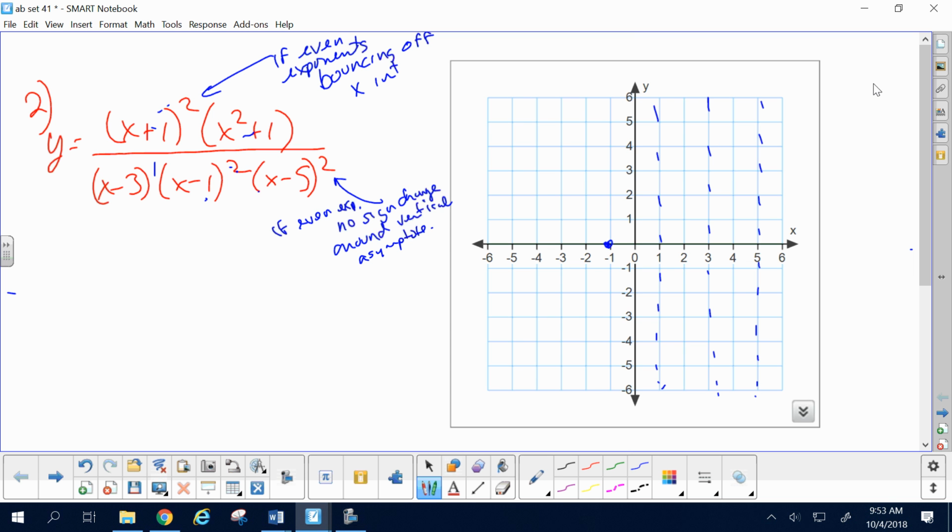It does contribute to the overall shape of the graph and the end behavior for sure, but it doesn't have any x-intercepts.